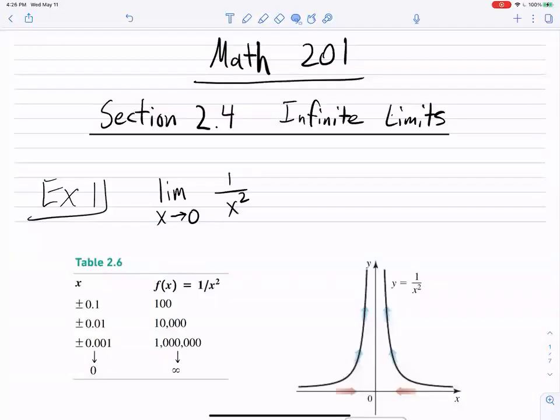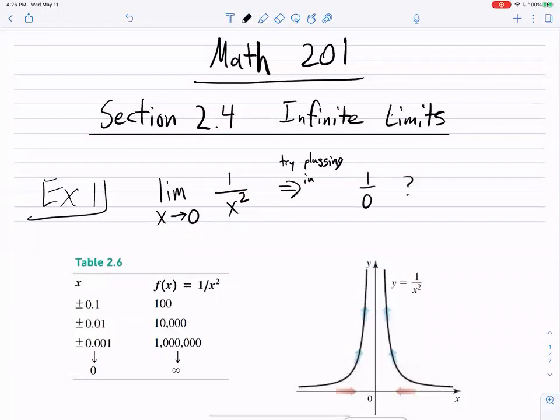Hello, Math 201. We're going to start section 2.4, infinite limits. So remember last time we talked about rational functions, and we said that if we had something like this, the limit as x approaches 0 of 1 over x squared, we weren't able to do that because the bottom, if you try plugging in 0, we get 1 over 0.